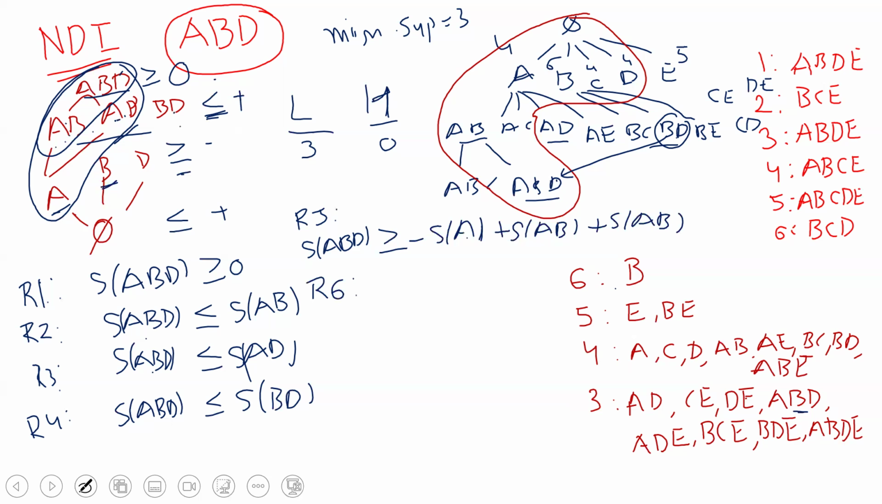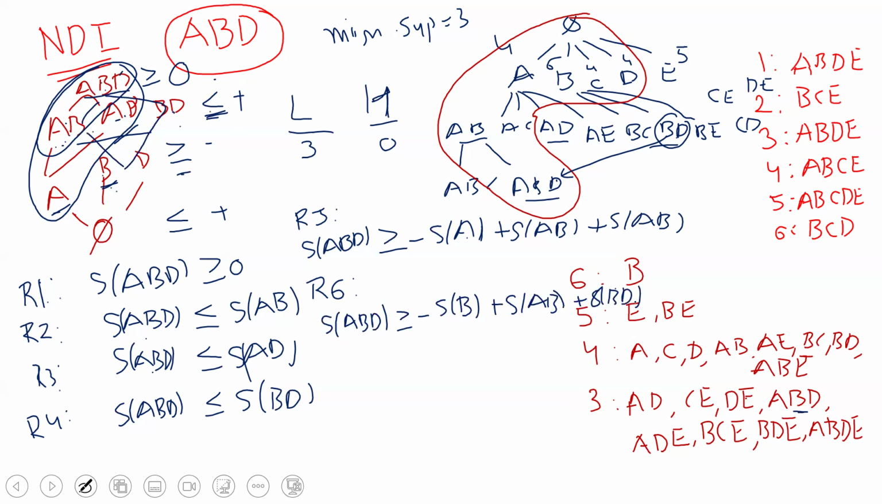So again, greater than or equal to. S of ABD is greater than or equal to minus S of B, because only B is involved. Now the new thing is that these three are involved for B: ABD, AB, BD, B are involved. So minus S of B, and in this level what is there? Plus S of AB plus S of BD is there.